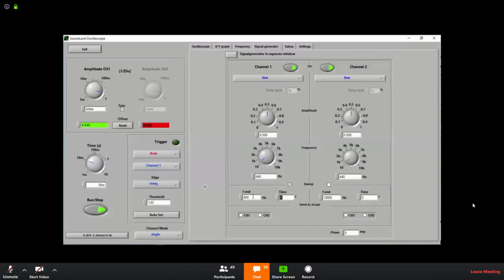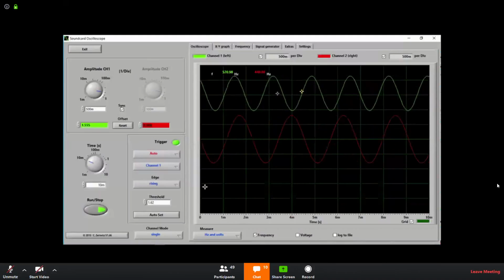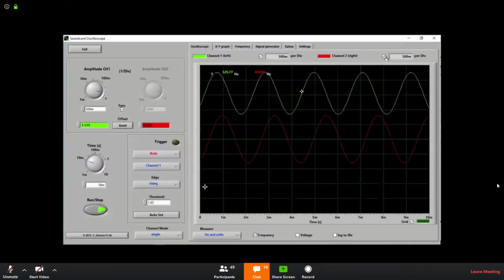I will tell you all these things. If you are not getting it, don't worry, we will discuss it tomorrow. One more point I want to say is that this is known as oscilloscope music. Okay, just let me turn off this software.